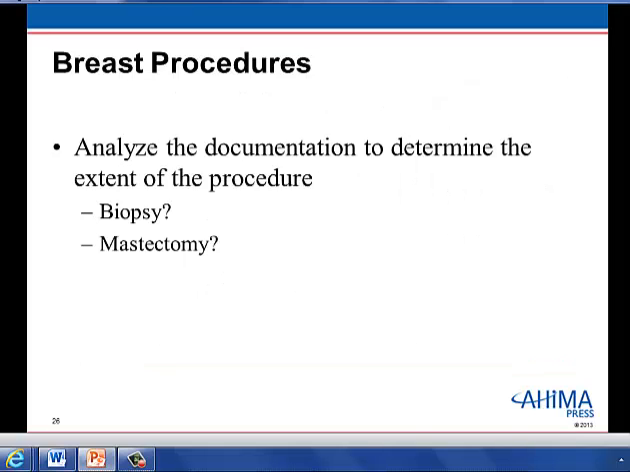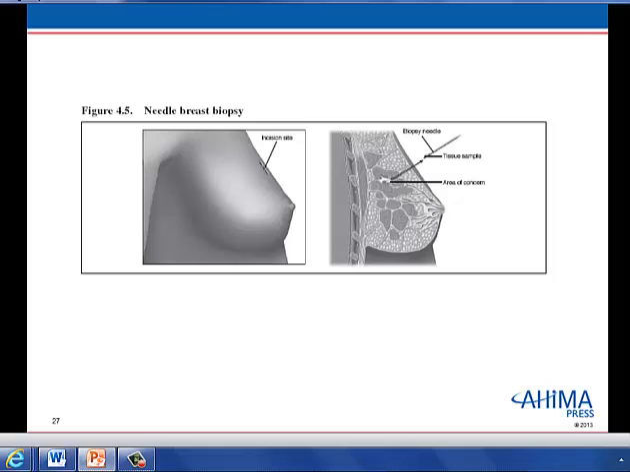Breast procedures. A coder must analyze the documentation to determine the extent of the procedure. We should look to see if a biopsy was performed and whether it was a mastectomy. This slide shows the needle biopsy, the incision site, and then the needle retrieving a tissue sample of the affected area.